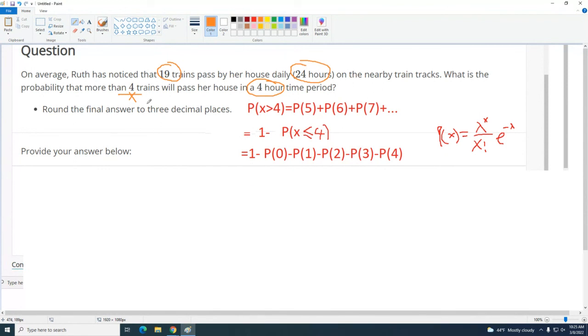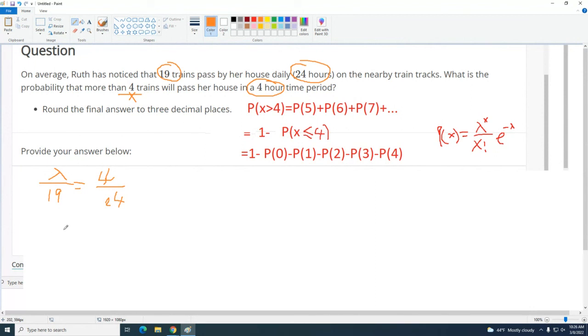That's not the lambda. So we're going to set up a table similar to what we did. The lambda we're looking for is the lambda for 4 hours. The lambda we have right now is for 24 hours. So for 24 hours, we have 19. For the 4 hours, I have no idea what it is. So we're going to start calculating this. All right, let's do the cross multiplication and divide: 4 times 19 divided by 24.